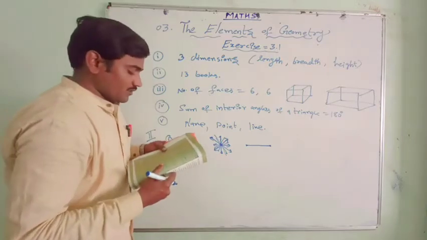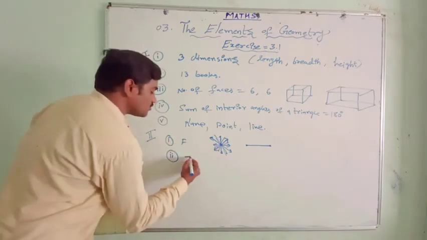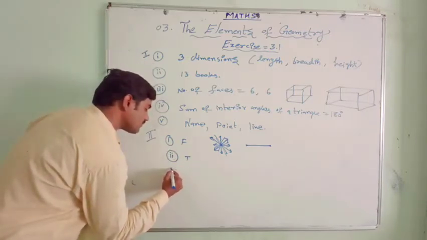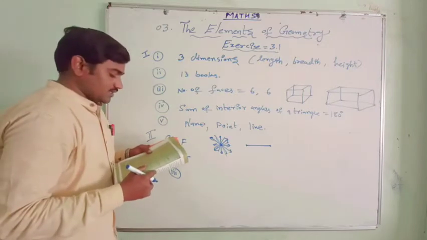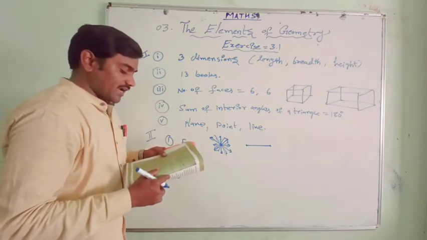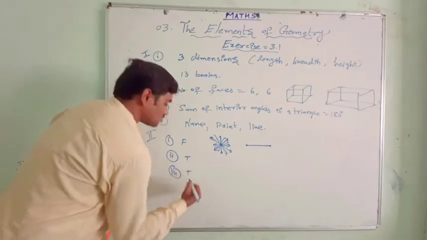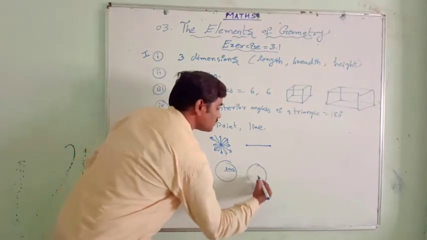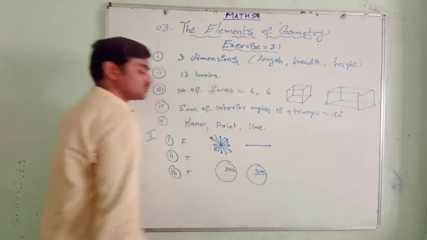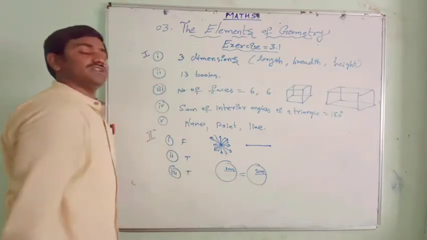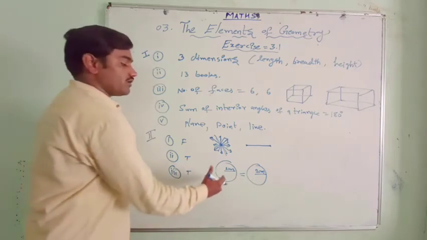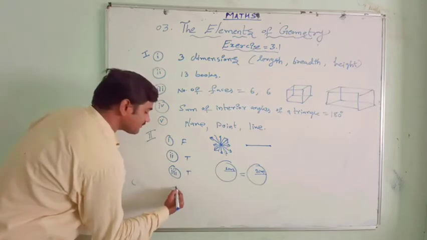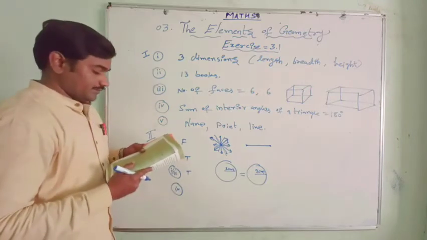The second one. All right angles are equal. Yes, true. All right angles are equal according to Euclid's postulate. Circles with the same radii are equal. Yes, this is also true. Suppose a circle with radius 2 centimeters is equal to another circle with radius 2 centimeters. These two are equal circles when they have the same radius. If the radii are equal, hence the circles are equal.